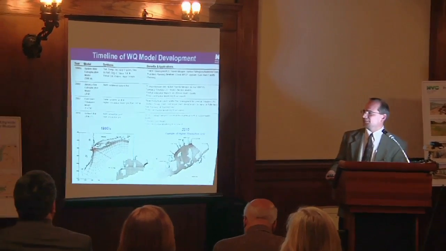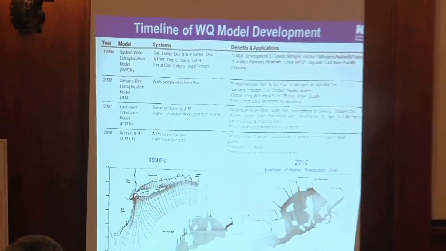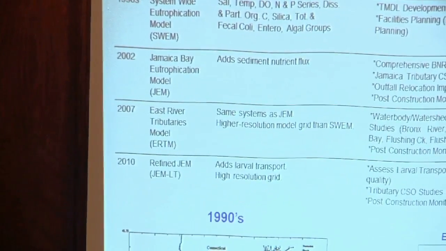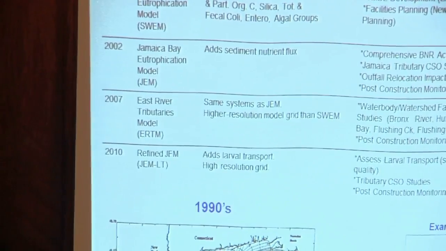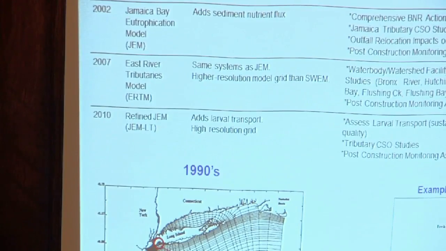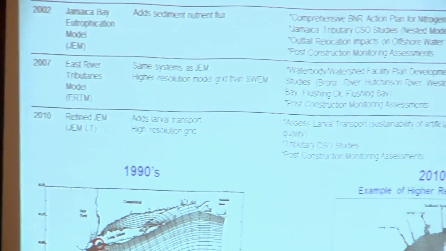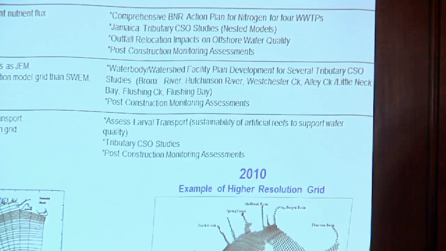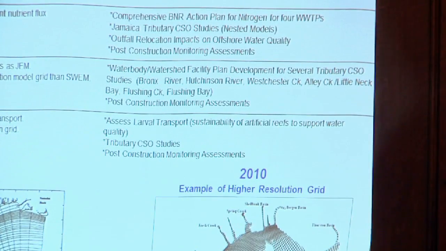The next model I want to discuss is very similar to the Jamaica Bay model, except instead of Jamaica Bay, we used it to focus on the East River. So it has the same capability as the Jamaica Bay Eutrophication model in that it adds the ability to look at the sediment interactions with the water column. And why did we do that in the East River? It's because of the tributaries to the East River. We're talking tributaries like Flushing Bay, Flushing Creek, Westchester Creek, etc. In those areas, the interaction between the sediment and the water column is also very important, just like it was in Jamaica Bay.